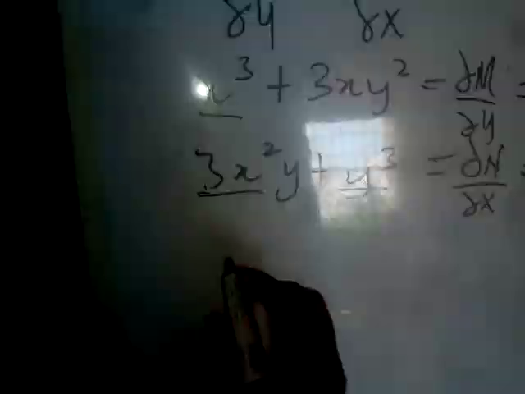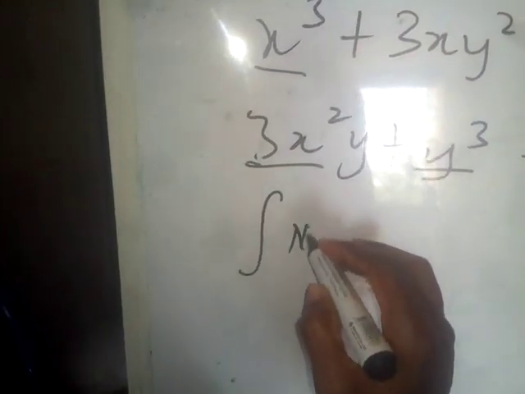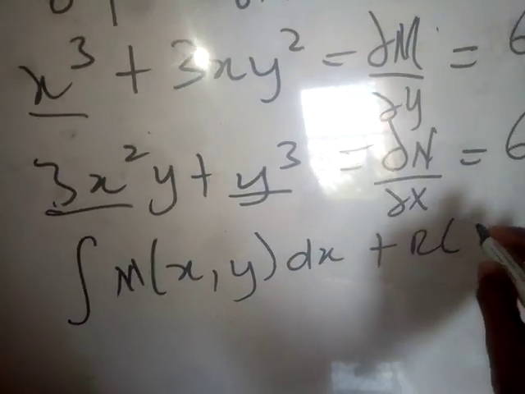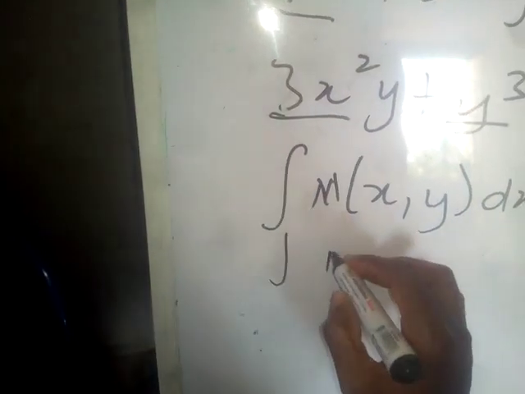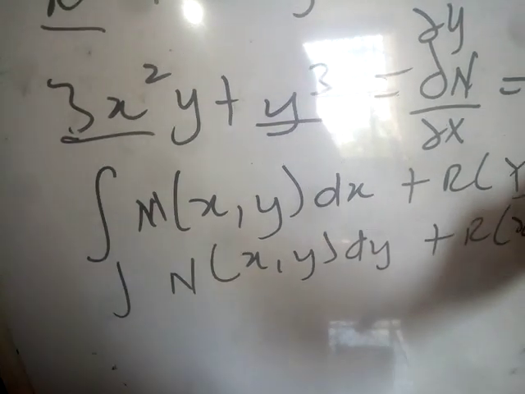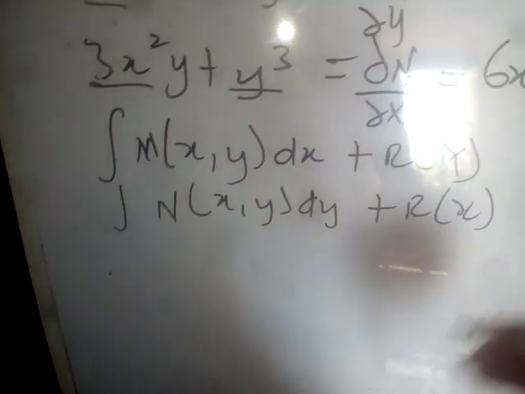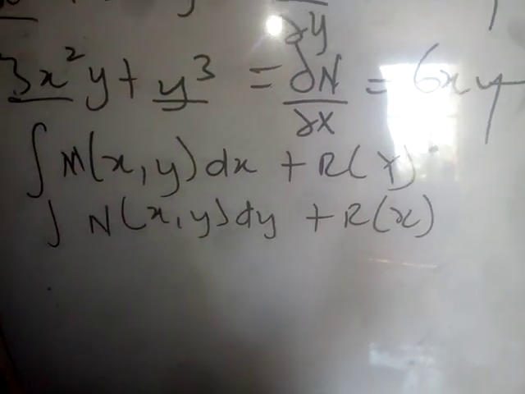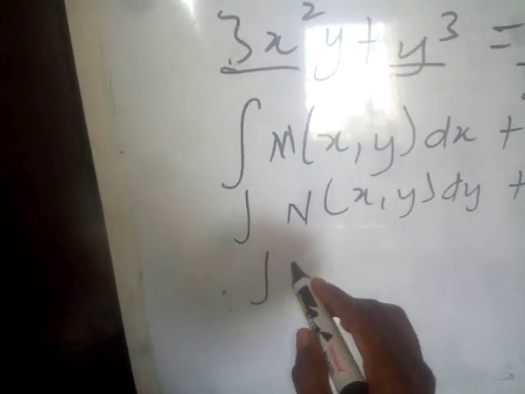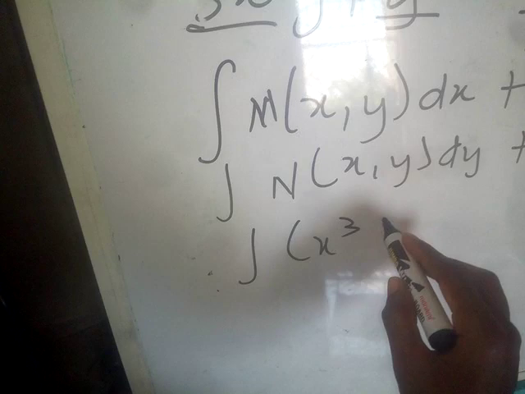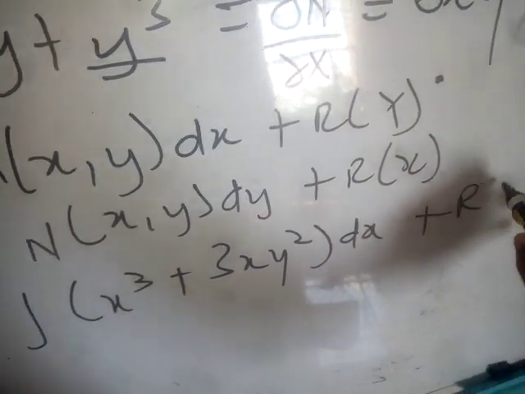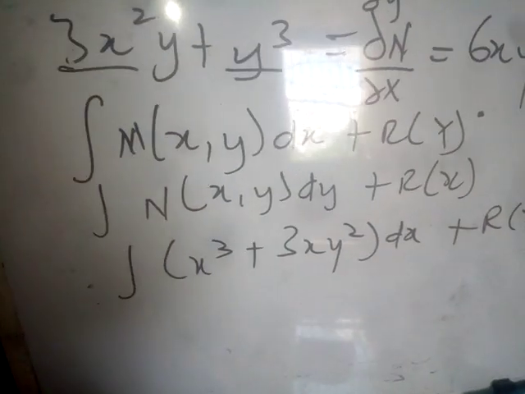So we can proceed and solve using either the integral of the M part dx plus r of y, or the integral of the N part dy plus r of x. But this is the first one we were introduced to in school, so if you are using that, the integral of the M part comes first. We are going to have the integral of x cubed plus 3xy squared dx plus r of y.